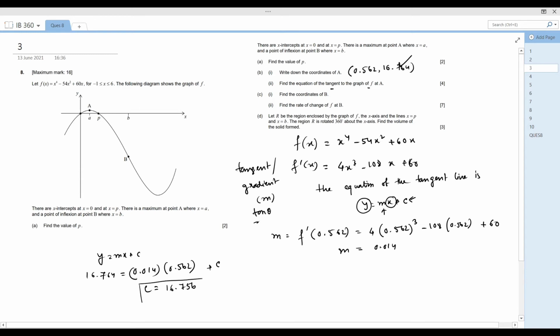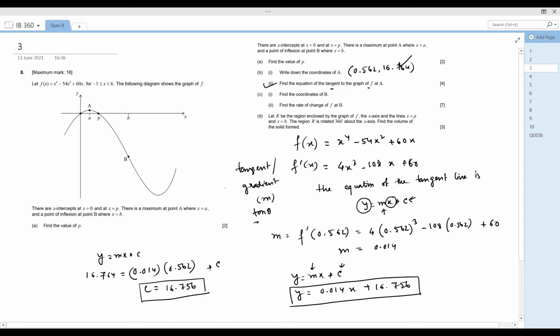Now put the values of m and c in the equation y equals mx plus c. So y equals 0.014x plus 16.756. This is the equation of the tangent line to the graph of f at a. We have also done this problem.